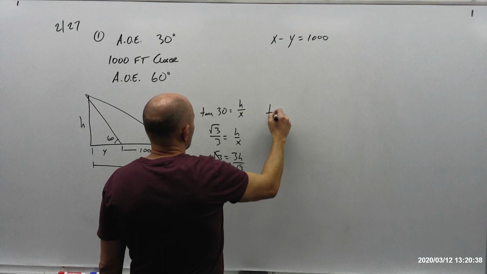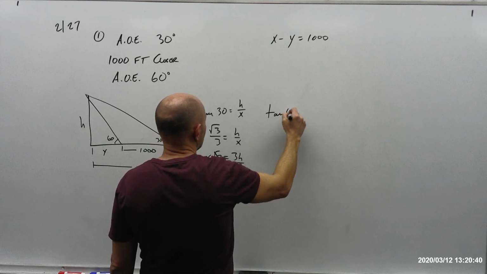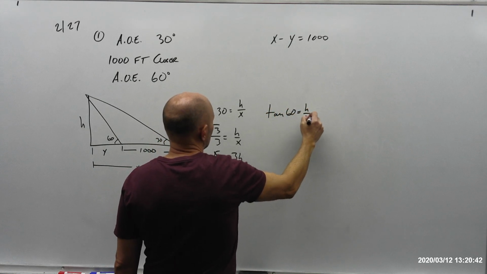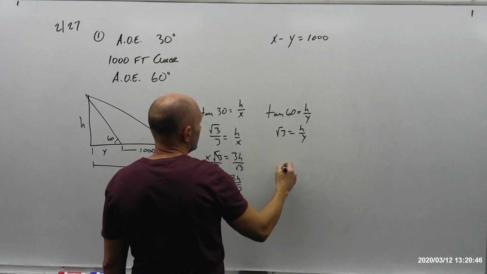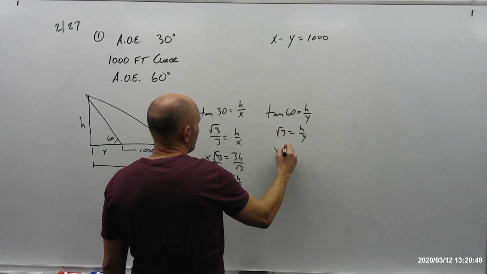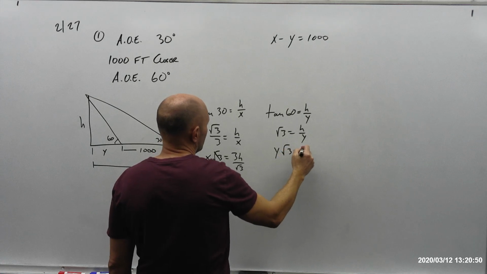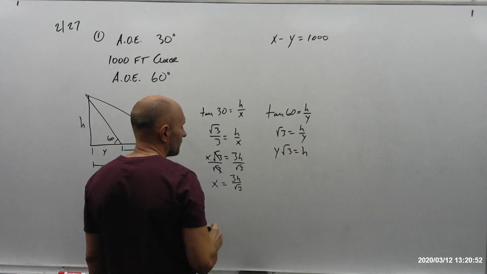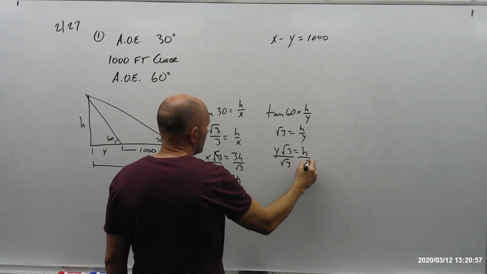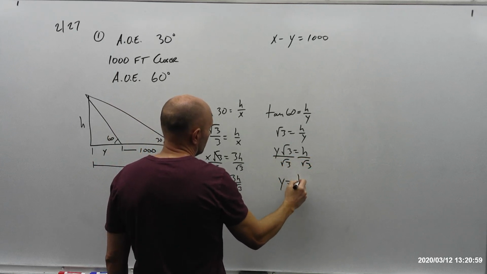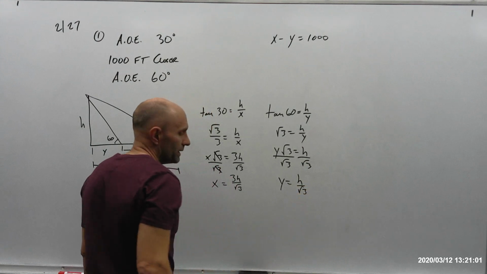For the y variable, we have tangent of 60 is h over y. So square root of 3 is h over y. Multiply both sides by y. Y times square root of 3 is equal to h. Divide everything by root 3. You get y is equal to h over root 3.